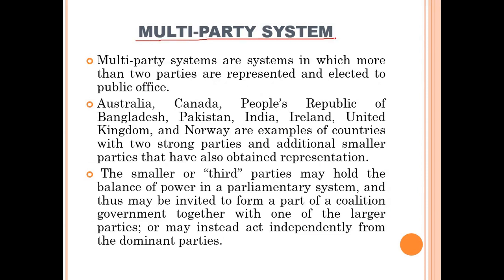Multi-party system, the best example is India. Multi means many. A multi-party system means more than one party can survive, function, represent and fight elections. Examples: Australia, Canada, Bangladesh, Pakistan, India, Ireland. Now the United Kingdom also, because sometimes other parties also become important, but mainly there also two parties, and Norway. So these are examples of countries with two strong parties, though additional smaller parties survive.